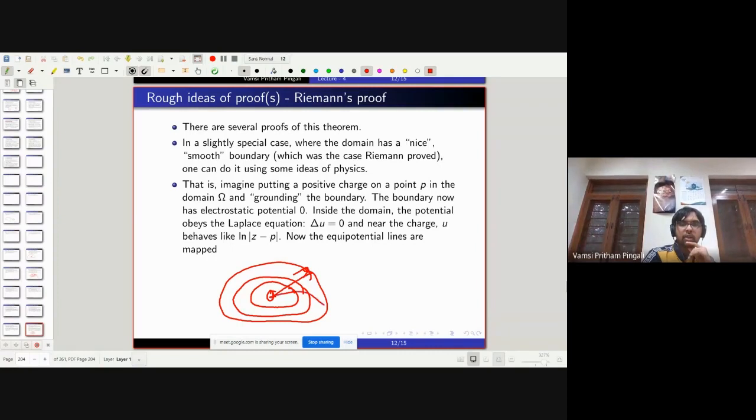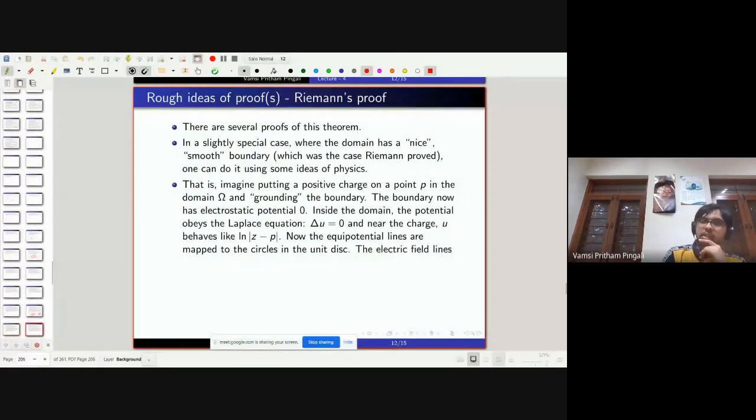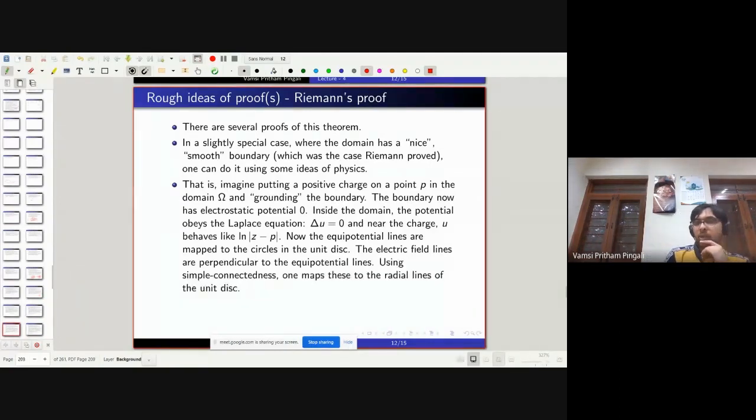The equipotential lines, in other words, the places where the potential energy is a constant, right? These are electric field lines. These are equipotential lines. You can map these equipotential lines to these circles, and you can map these electric field lines to the radial lines. So this polar coordinate grid becomes this grid. Okay, so the electric field lines are perpendicular to the equipotential lines. Using simple connectedness, one can map these to radial lines of the unit disk.